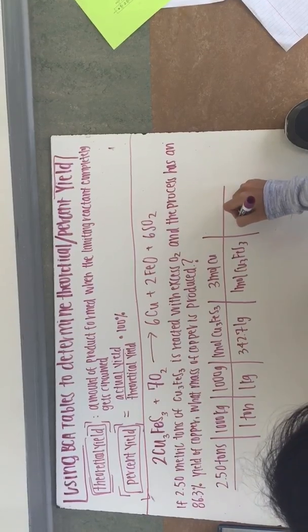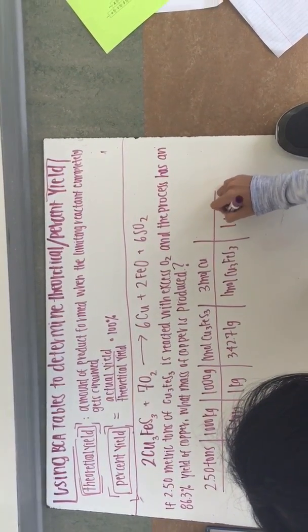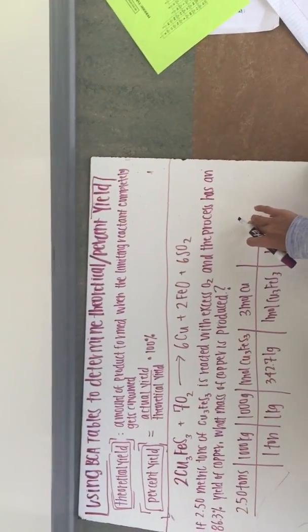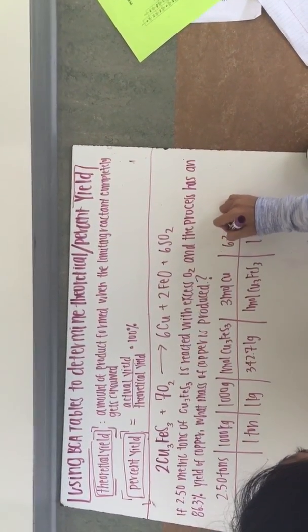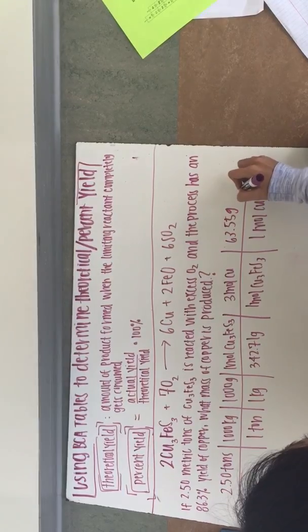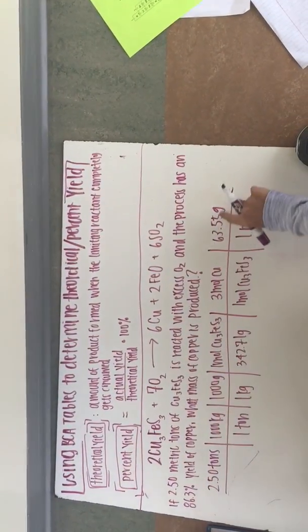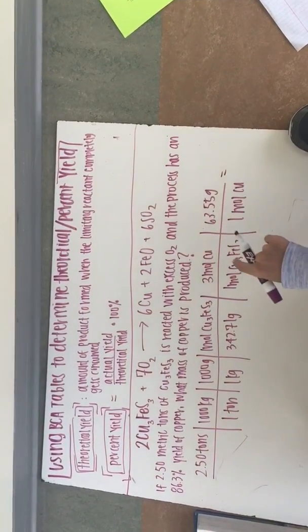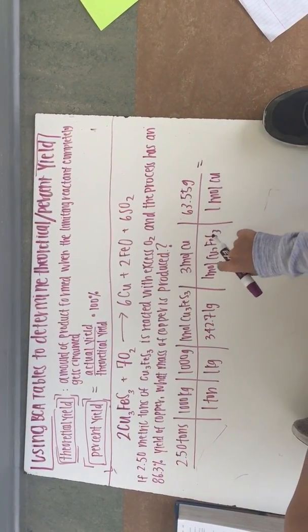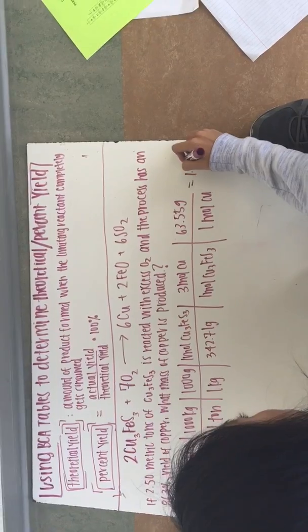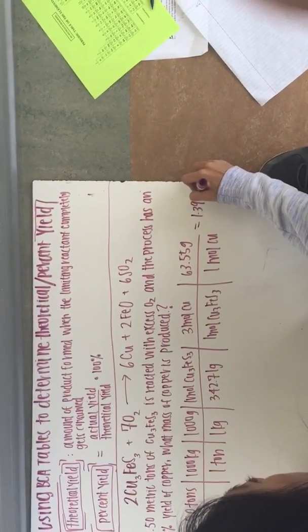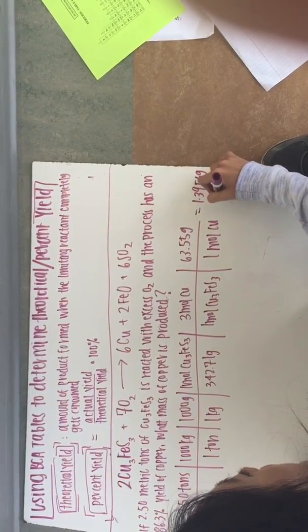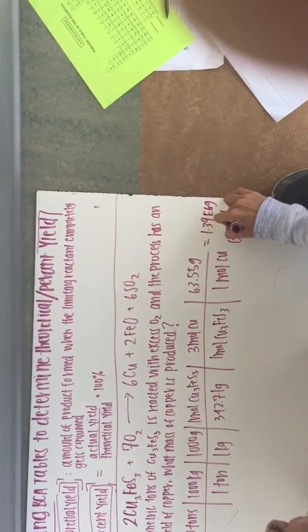And then you need to use the molar mass of copper, so you do 1 mole of copper, the molar mass of which is 63.55 grams. And then you multiply all of the values on the top and divide by the bottom, which will get you to 1.39 times 10 to the 6th grams of copper. And this is the theoretical.